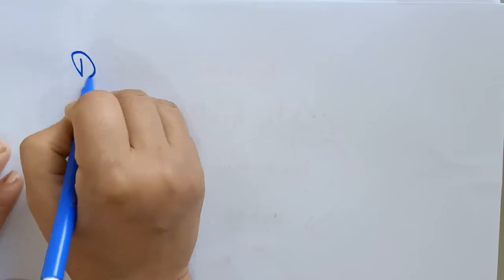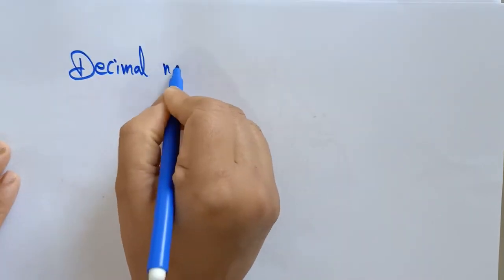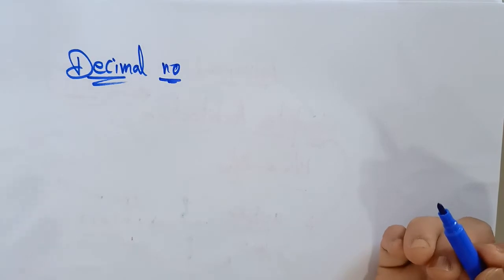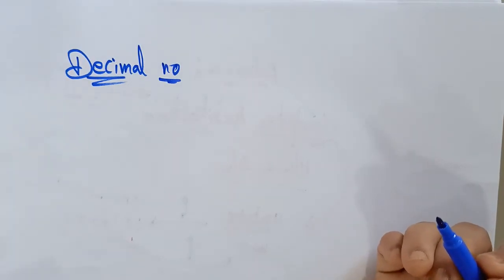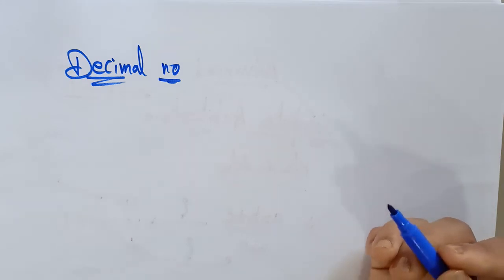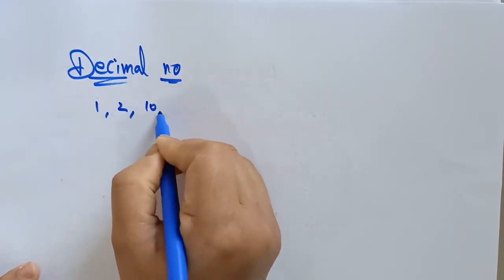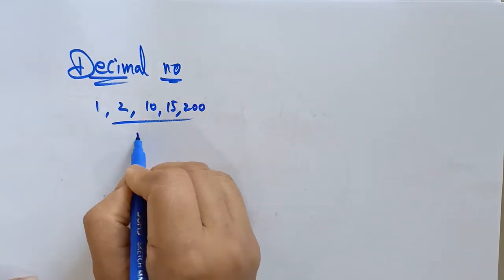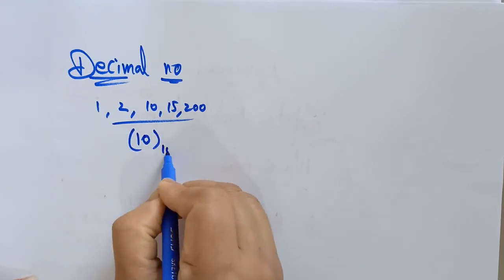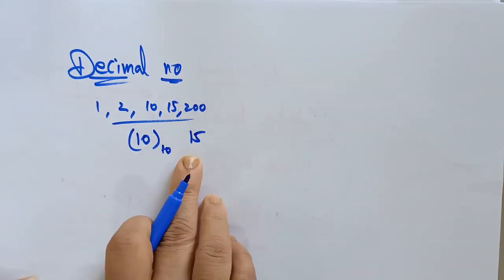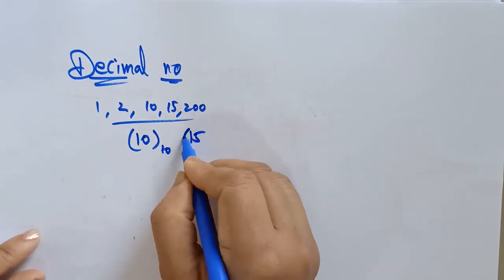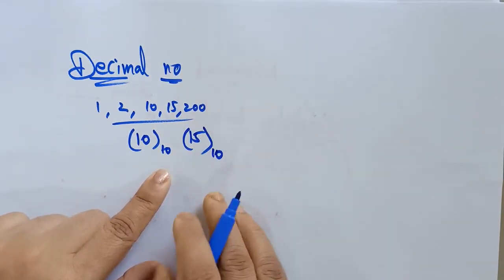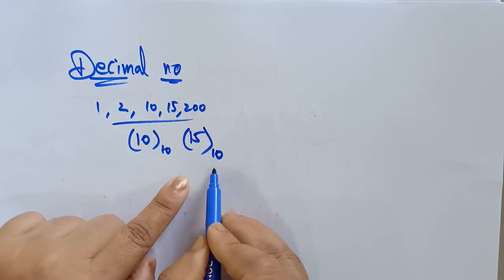First of all, let me tell you what a decimal number is. Everyone knows a decimal number is nothing but the numbers that we humans use, the integer part. Decimal numbers like 1, 2, 10, 15, 200 all come under decimal numbers. A decimal number is represented with base 10. Let's take 10 as a decimal number: you represent it with base 10. 15 is a decimal number: if you want to say so, you have to represent it with base 10. The base 10 indicates that it is a decimal number.